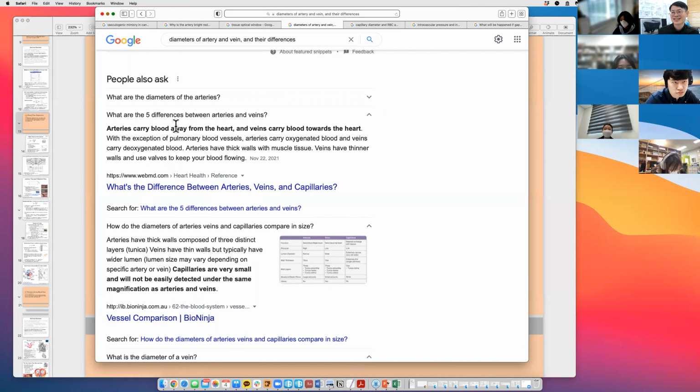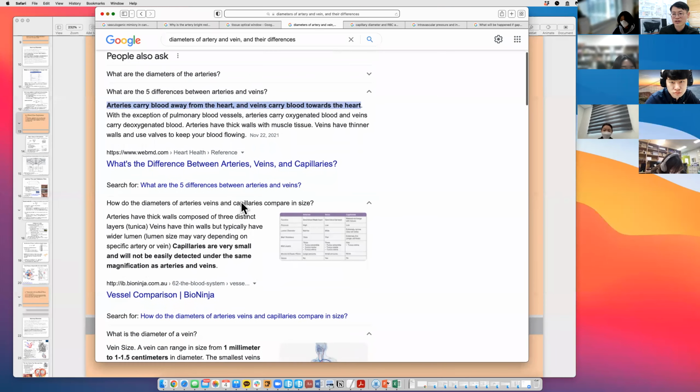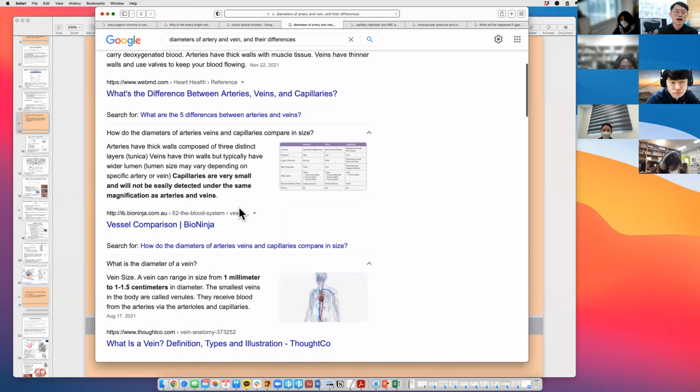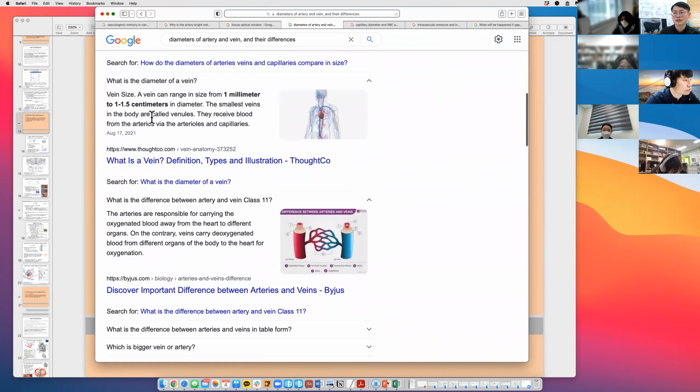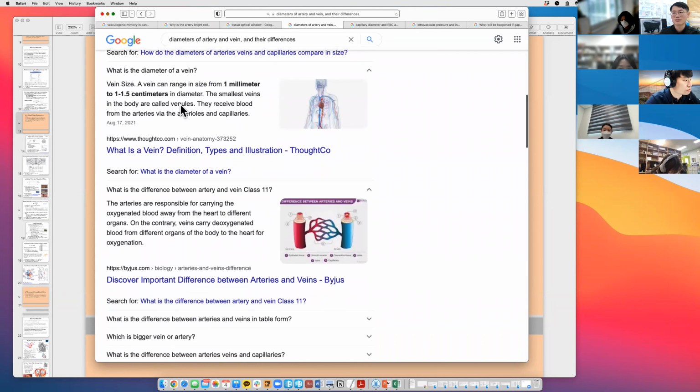Okay. So yeah, we all know arteries and veins. There are differences, but I want to point out here the size: capillaries are very small and will not be easily detected. Right, that's why we cannot see capillaries with our eyes, they're so small. And look at that, the vein has some diameter.